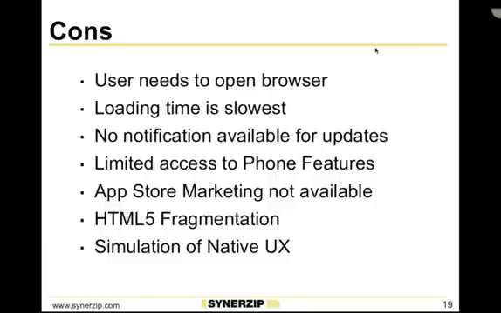Limited access to phone features. In a smart application, if I want to find out what kind of network I'm on, like a 3G network or a Wi-Fi network, and then I need to do some kind of download, I can't do those things on HTML5. There's no way of accessing the network status. Or for example, if some user is following me on Twitter and I get information about that, and I would like to add this user to my contacts list, I cannot do that on an HTML5 application, because the HTML5 web application would not have access to the phone's address book contacts application. One of the biggest problems is there's no App Store marketing.